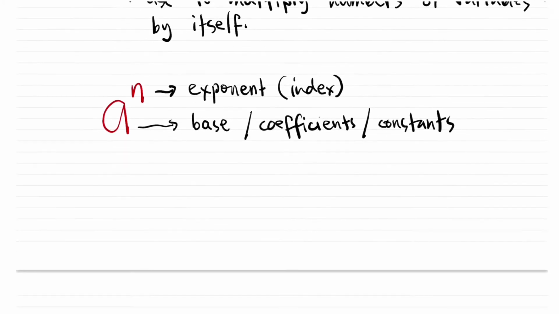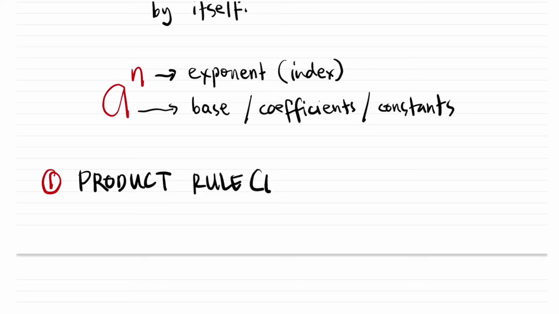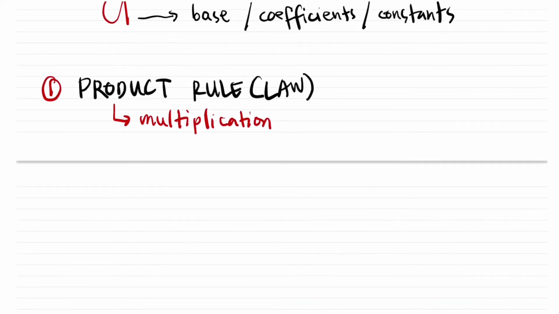Now to study a certain index, we are going to be familiarized with the laws of index. So the first law of index will be what we call the product rule or law. What do you mean by product? From the word itself, product means multiplication.